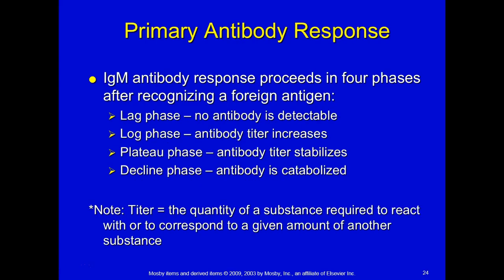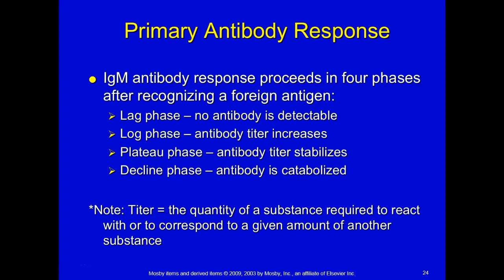Now we're going to look at the primary and secondary antibody responses. An IgM antibody response proceeds in 4 phases after recognizing a foreign antigen. We've got the lag phase at the beginning where we can't detect antibodies. The body is starting to ramp up. The log is where the antibodies start to increase. The plateau is at the top where it starts to stabilize. Decline, the antibody is catabolized at the end.